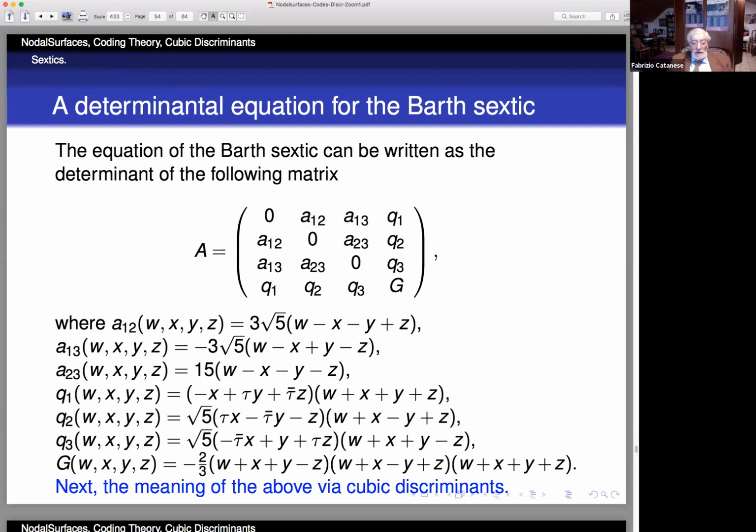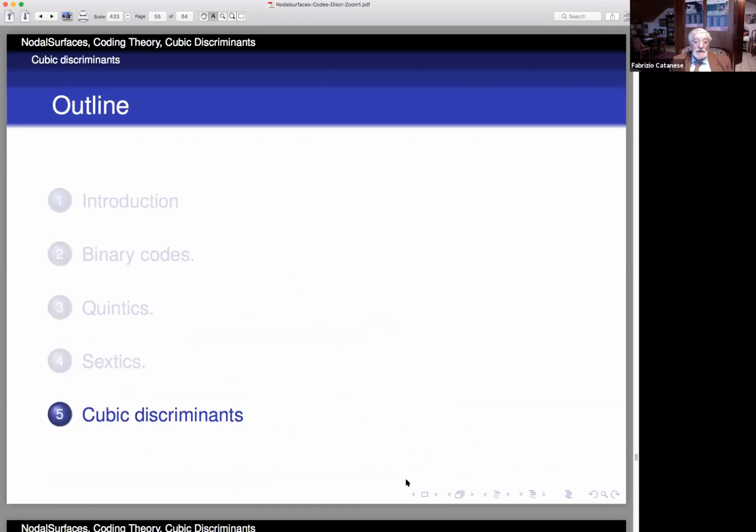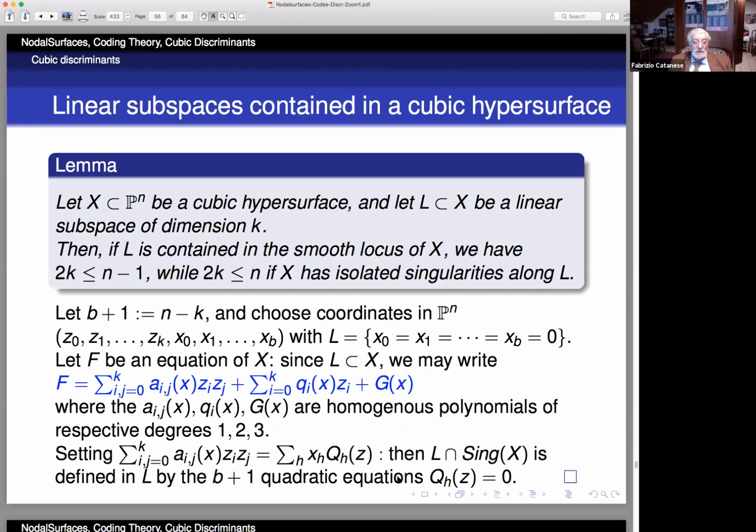And now this is related to the description via cubic discriminants. So this is the last thing which I want to talk about. If I have a cubic hypersurface X in P^n and L a linear subspace of dimension k, then there is some inequality: if L is contained in the smooth locus of X, we have that 2k is at most n minus 1, and 2k is at most n if X has isolated singularities along L.